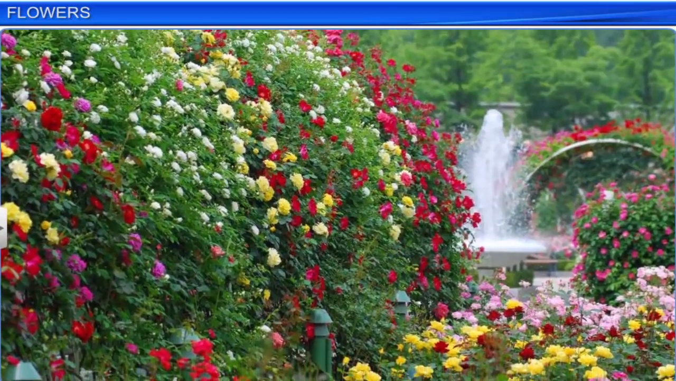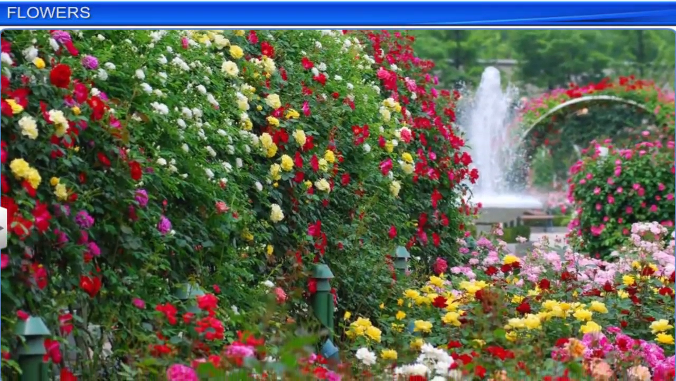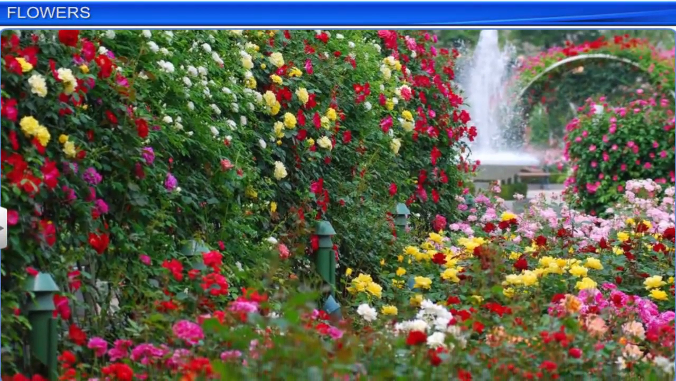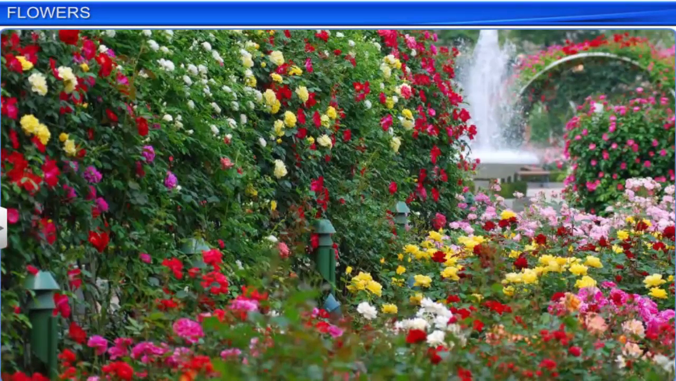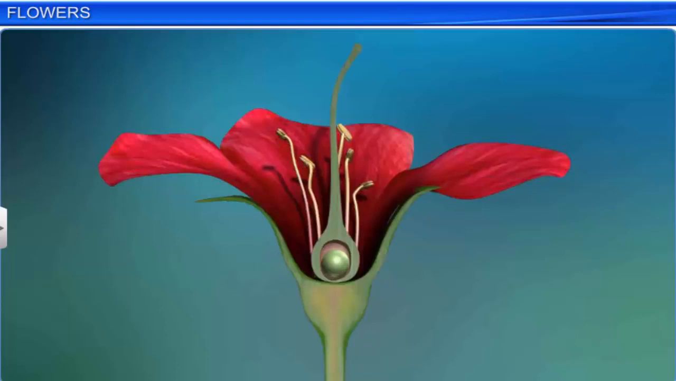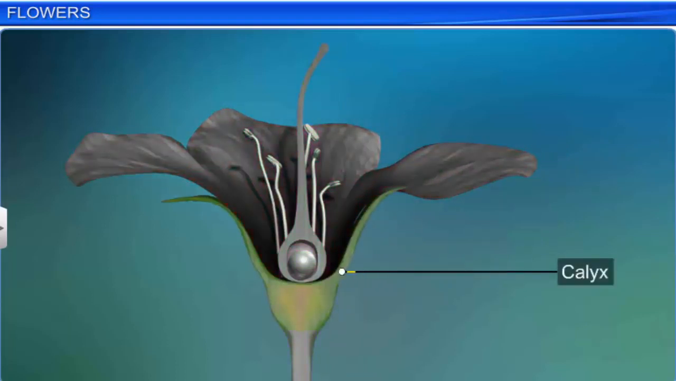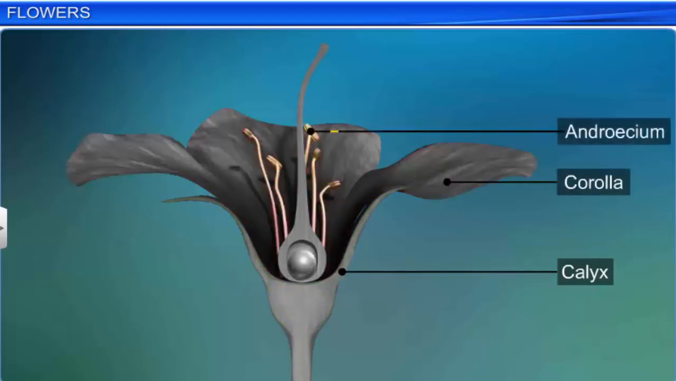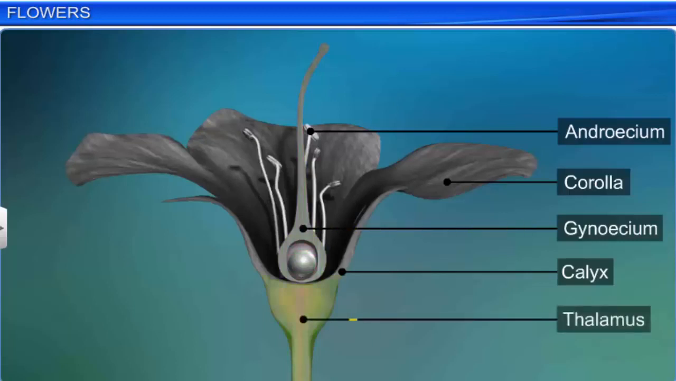A flower is the most beautiful and attractive part of a plant that contributes to the process of reproduction. Typically, a flower has four main whorls: calyx, corolla, andrecium, and gynoecium. These whorls are arranged on the swollen end of a stalk called the thalamus or the receptacle.